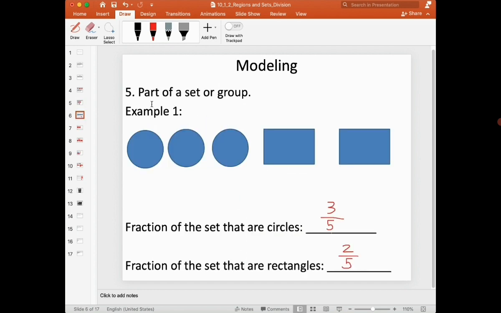Fractions can also be used to represent part of a set or a group. So this shows one whole set or one whole group. There are 1, 2, 3, 4, 5 things in the set. So that means that each object represents 1/5 of the set. So when it says the fraction of the set that are circles, we have 1, 2, 3 that are circles. So 3/5 of the set are circles. 1, 2 are rectangles. So 2/5 of the set are rectangles.